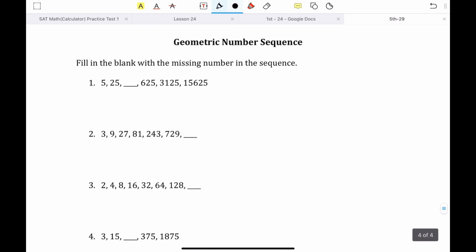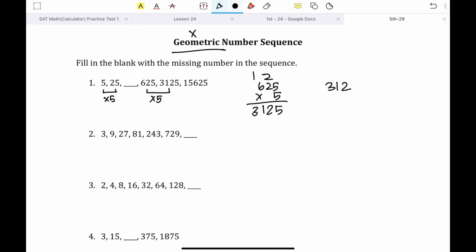Now the last section, geometric number sequence. Fill in the blank with the missing number in the sequence. The previous one was increasing. This is geometric, and geometric is a bit different because this deals with multiplication, unlike the other one which was dealing with addition. So now let's look at the multiplication. This was times 5 to get from 5 to 25. Then 625 times 5 is 3,125. If you do 625 times 5, you should get 3,125, which proves that it's times 5.